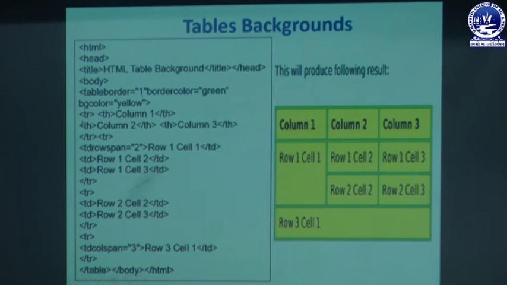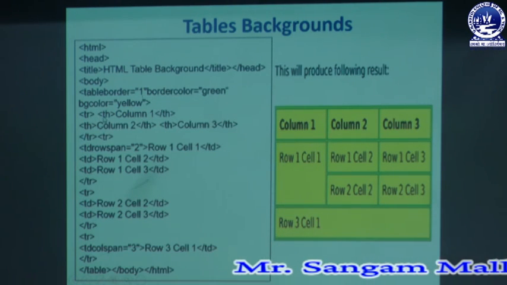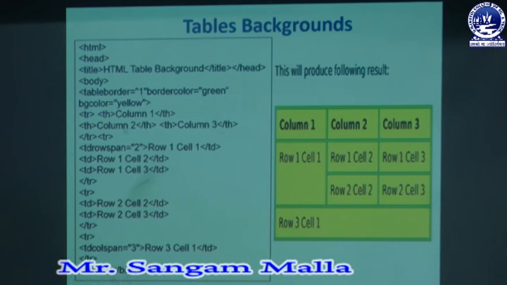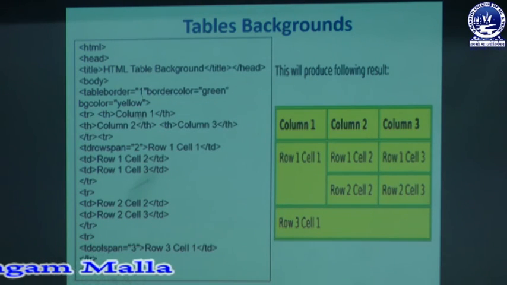Next we have specified the tr tag, that is the first row of the table, in which we have specified th column 1, column 2 and column 3. That means there are 3 columns in a single row. So in the first row we have 3 columns under the th tag. You can see that the th tag format is different from other data formats.